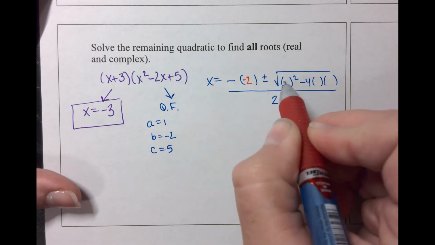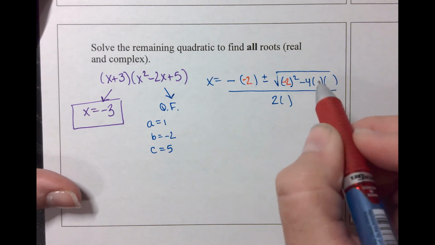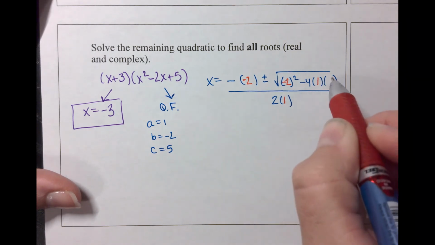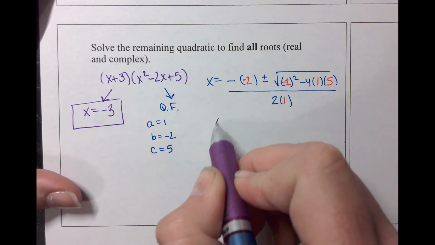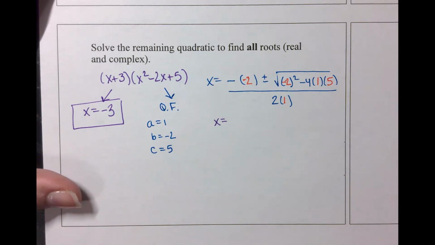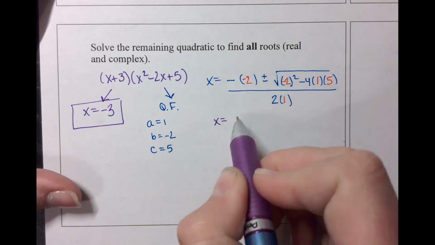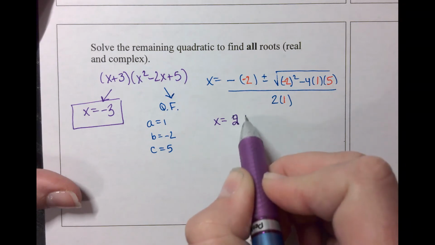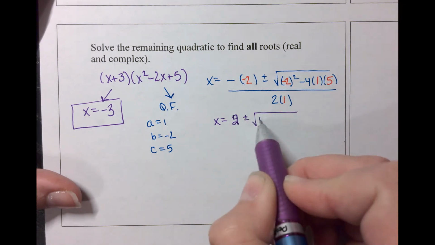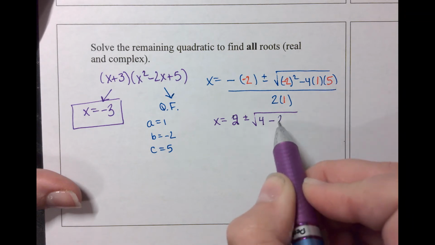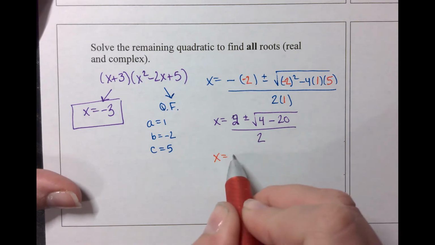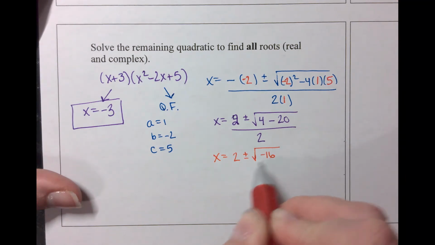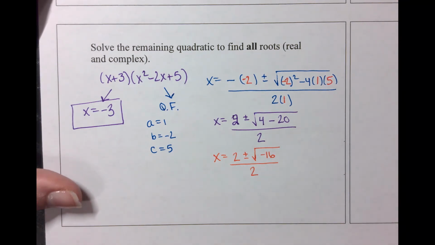All right, so I'll stick my B in the first two places. My A goes here, and my C goes here. We're just going to clean it up. And we've got all the space in the world to do that, even this next slide here that's blank. So let's see, this turns into a positive 2 plus or minus the square root of 4 minus 20 all over 2. So we have 2 plus or minus the square root of negative 16 all over 2.